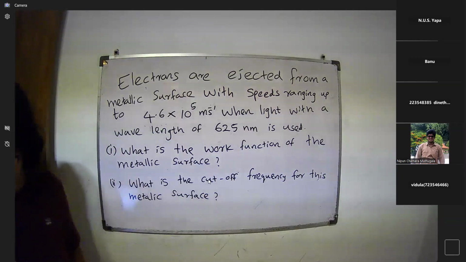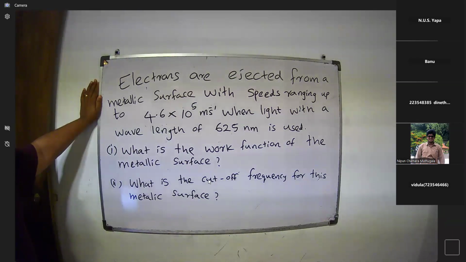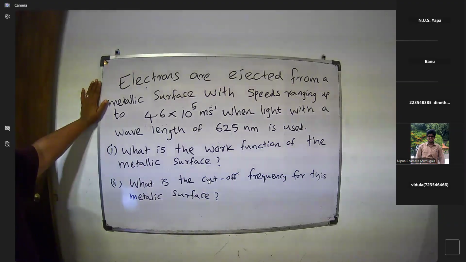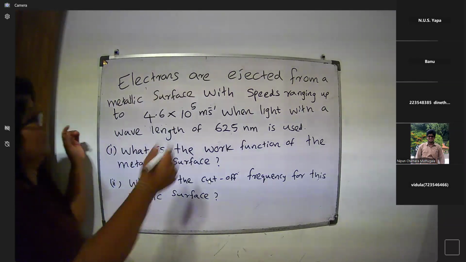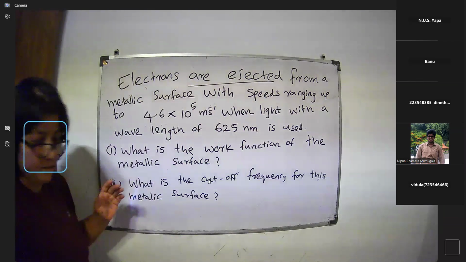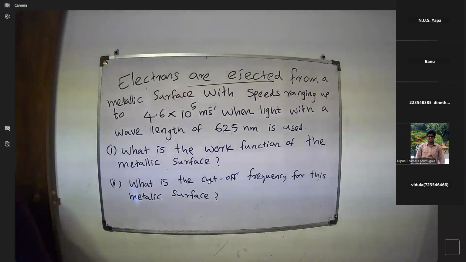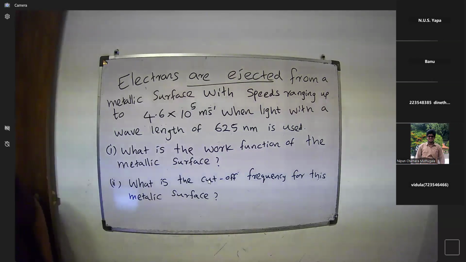Okay, two parts here. Then read. Electrons are ejected from the metallic surface with speeds ranging up to 4.6×10⁵ m s⁻¹ when light with the given wavelength is incident. Then this is related to the photoelectric effect because electrons are ejected. Now you can write the photoelectric effect equation. We have to be familiar with it, and you have to remember the equations. What is the equation we can write?